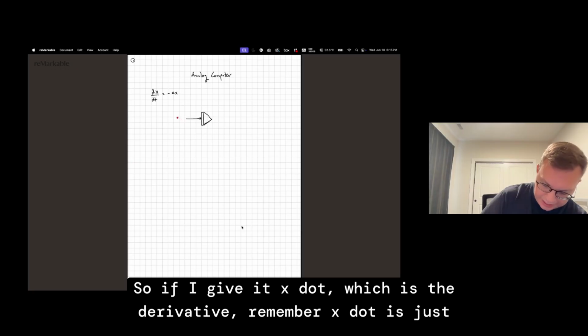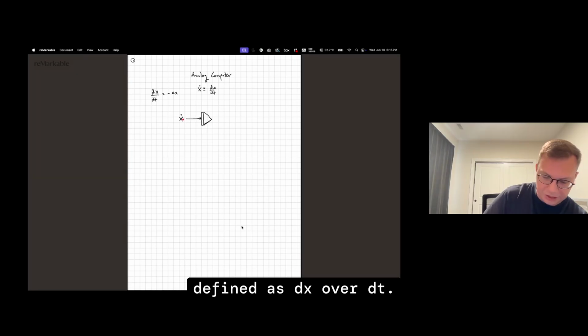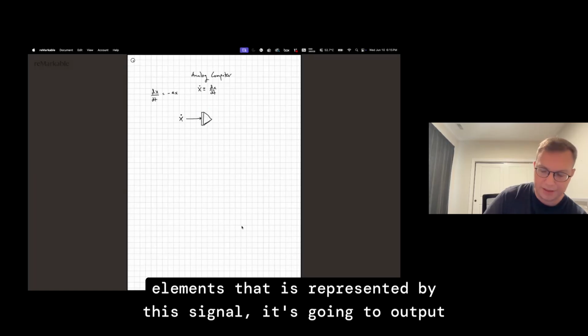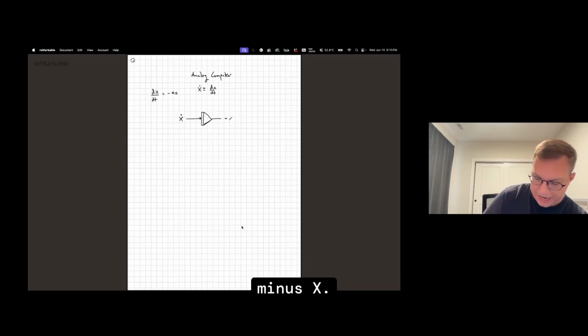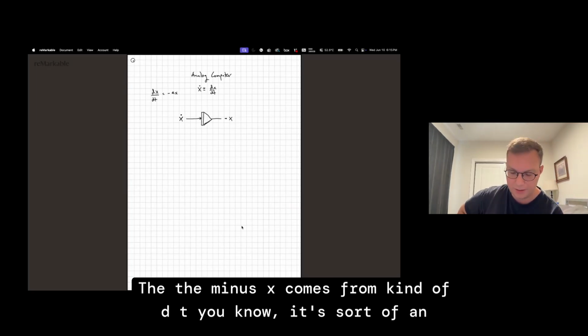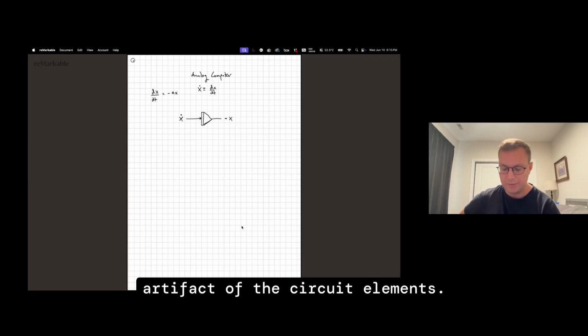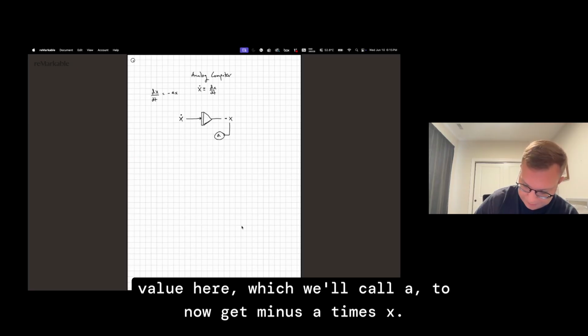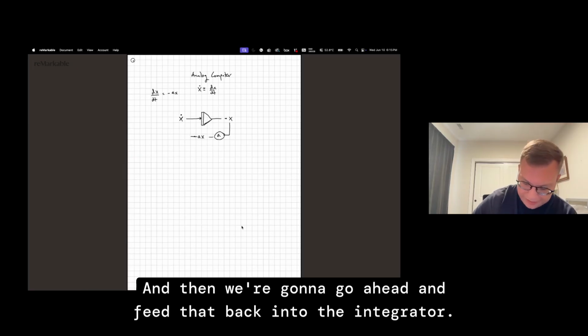So if I give it x dot, which is the derivative, remember x dot is just defined as dx over dt, and I pass it through this set of circuit elements represented by this signal, it's going to output minus x. The minus just comes from the circuit elements, it's sort of an artifact. But we can then multiply by some coefficient value, which we'll call a, to get minus a times x. And then we're going to feed that back into the integrator.